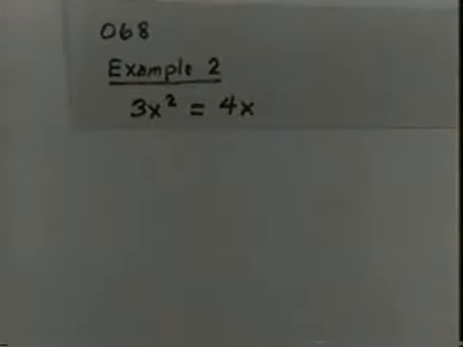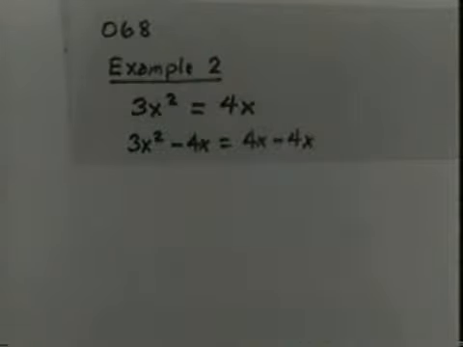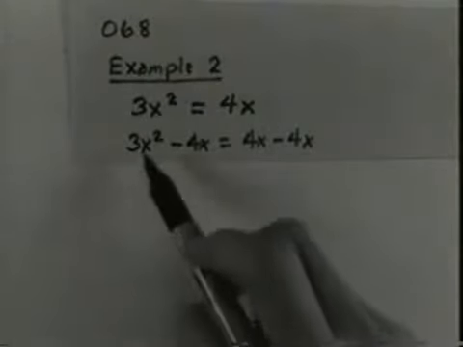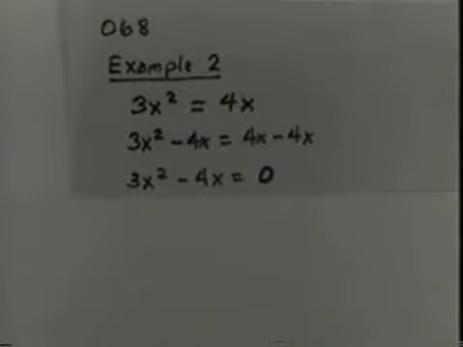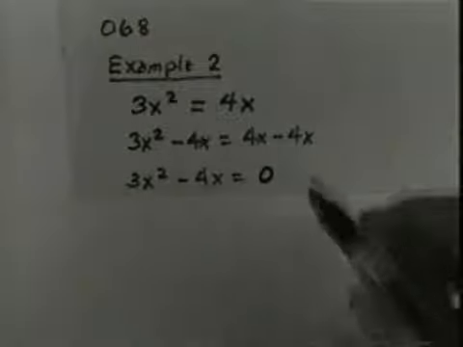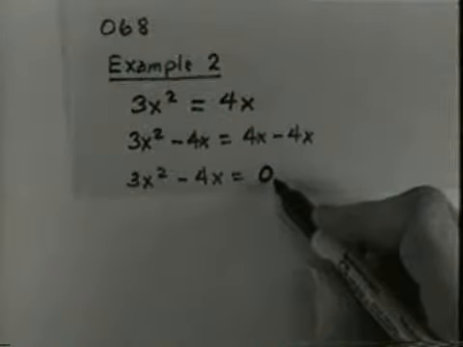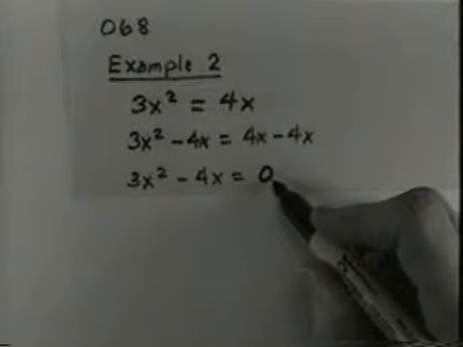We must have the right number equal to 0, so let's get this in standard form by subtracting the 4x from both sides of the equation. 3x squared subtract 4x equals 4x subtract 4x. On the left side, we cannot combine terms because they're different powers of x, not like terms. So we get 3x squared minus 4x equals 0. And there's that all-important 0 on the right-hand side. Without the 0 on the right-hand side, we cannot proceed.